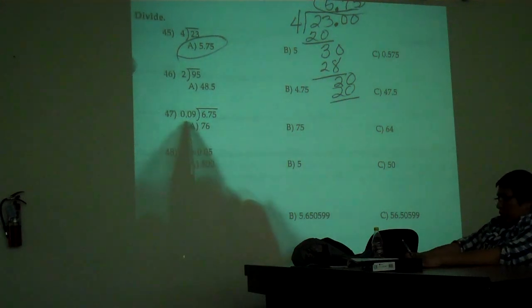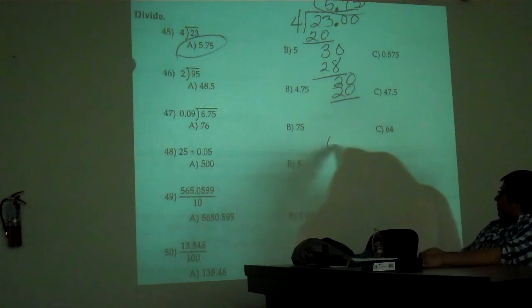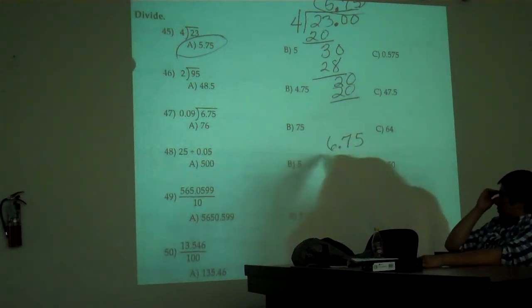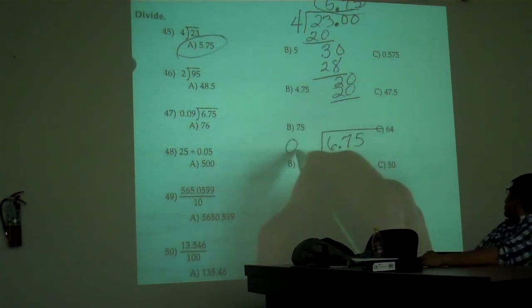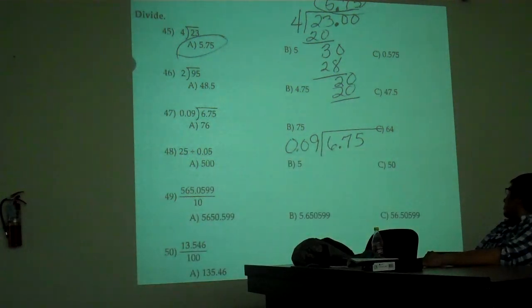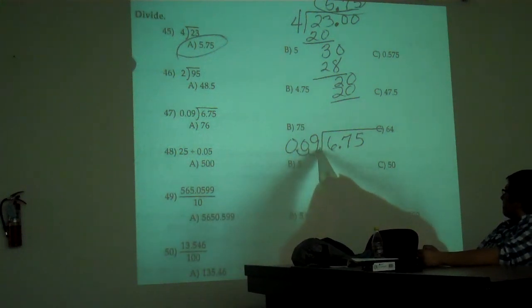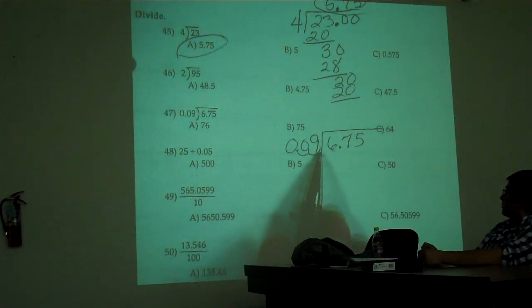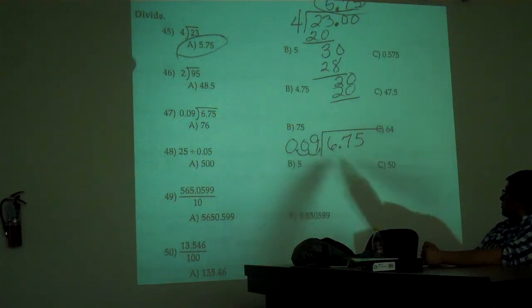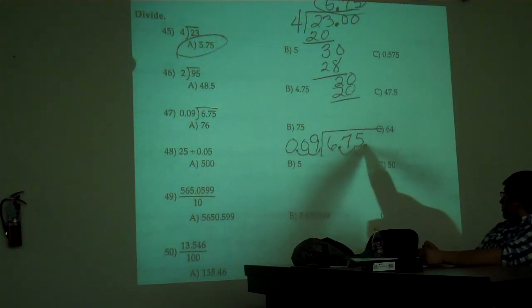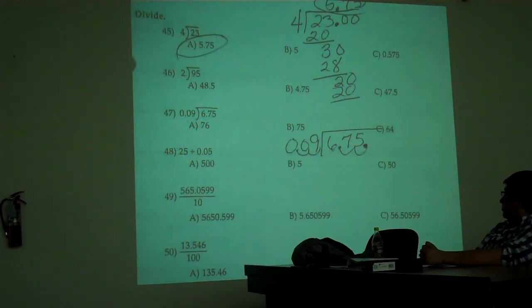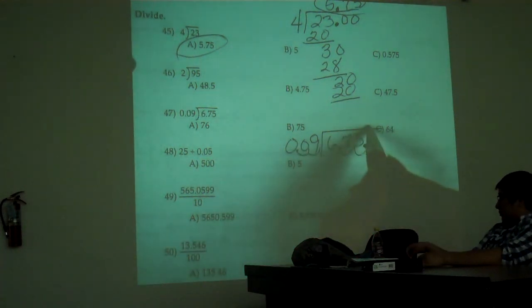If you divide by a decimal, okay, you get 6.75 divided by 0.09. First thing you have to do is what? Move the decimal. Yeah, move your decimal on the outside till it gets to the end. 2 times, so you have to do this 2 times. 1, 2. After you've moved it, bring it up to your answer.